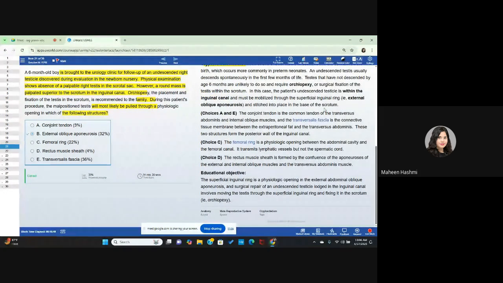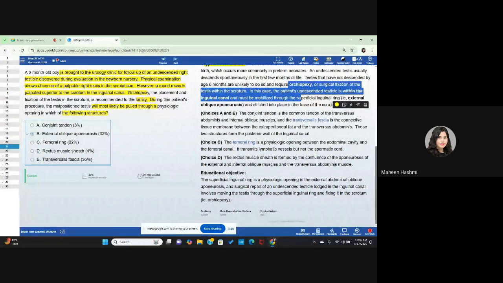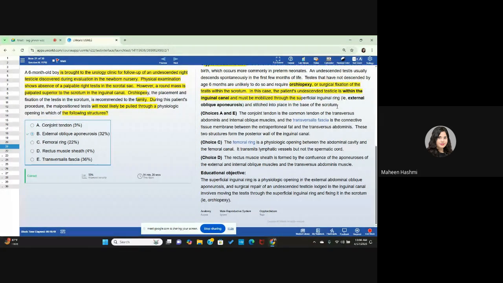In this case, the patient's undescended testicle is within the inguinal canal, and it must be mobilized through the superficial inguinal ring. We know that there are two inguinal rings, the deep inguinal ring and the superficial inguinal ring. So we can restructure the testis back to the original position via the superficial inguinal ring, which is present within the external oblique aponeurosis, and can then fix it to the scrotum. All right. Yes, thank you.